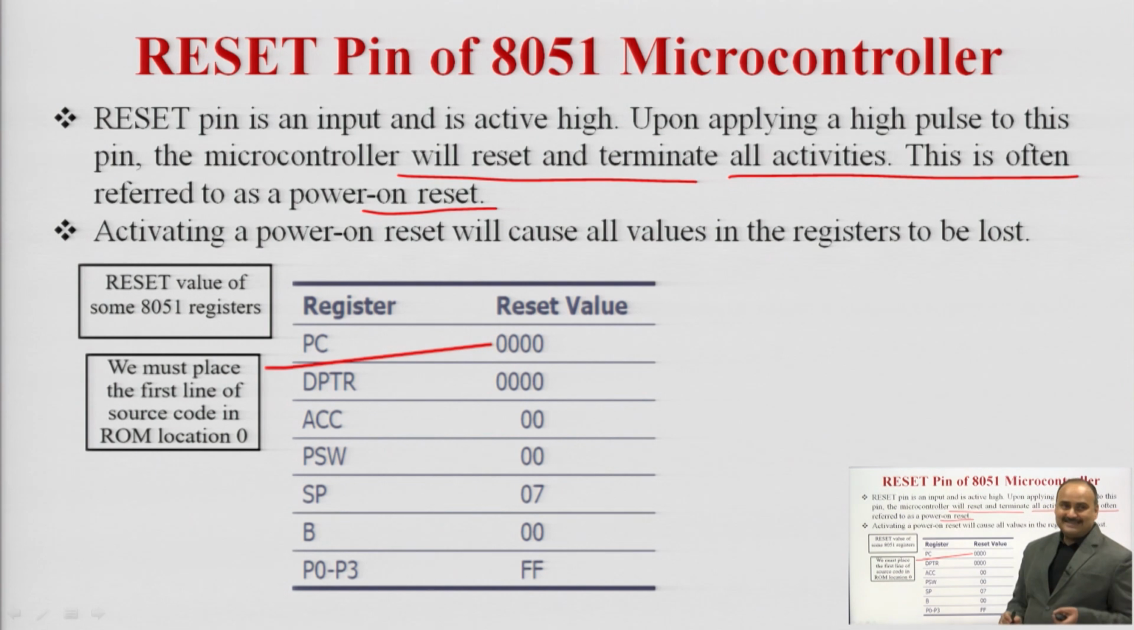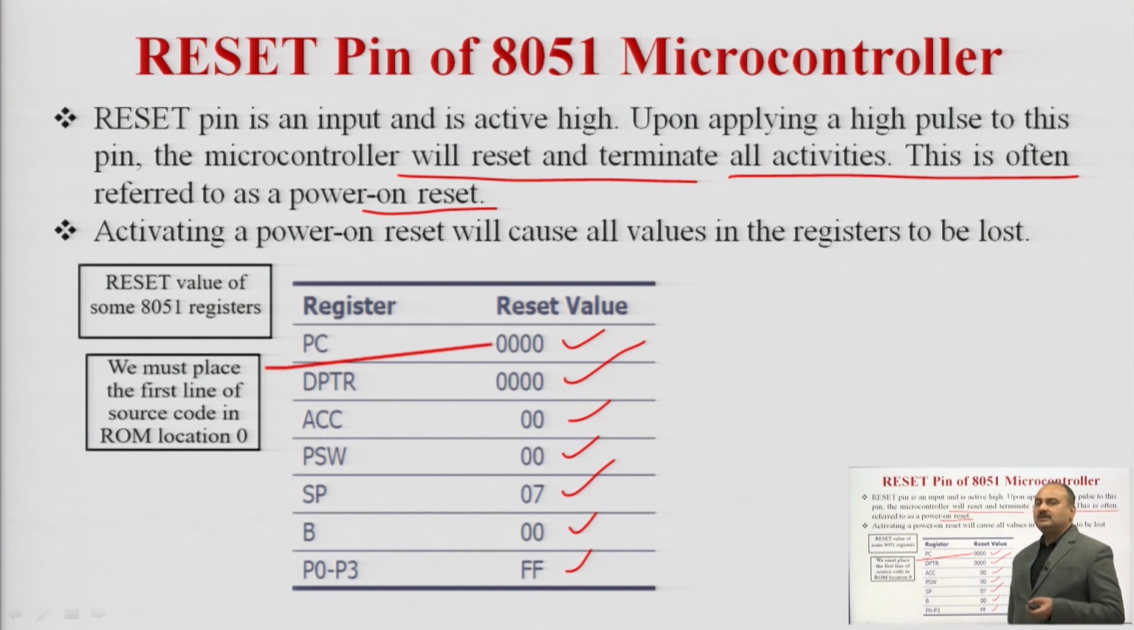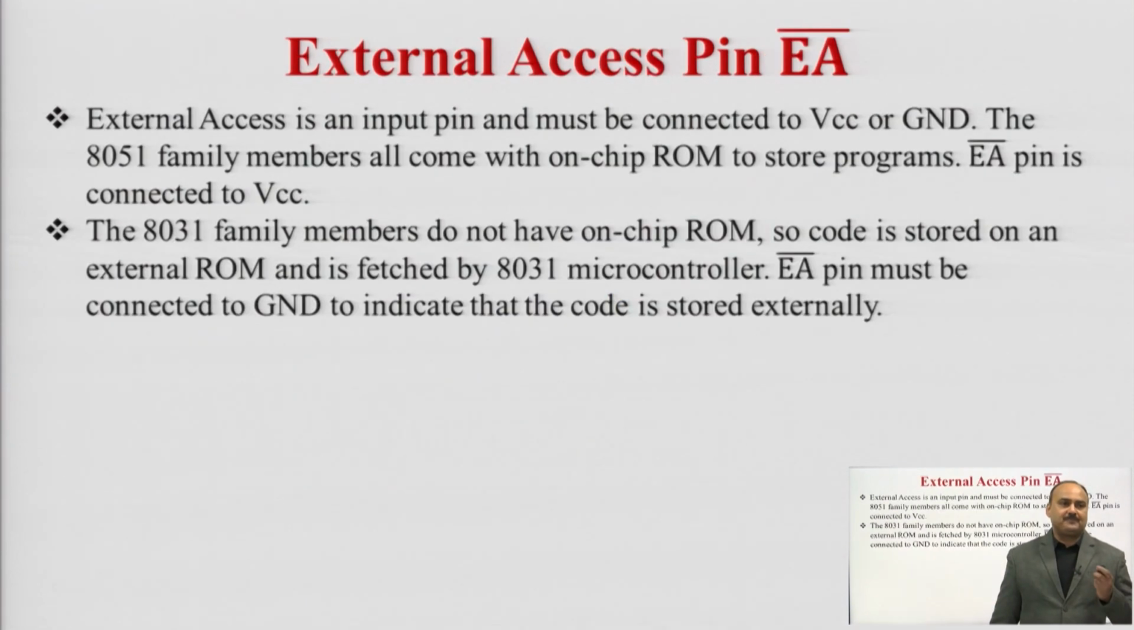When we reset the microcontroller, the content of the program counter is 0000H, DPTR will have the value 0000H, accumulator register 00, program status word register is 00, stack pointer is initialized to the 07 value. It is important to note the B register will have the value 00, and ports P0 to P3 all become input ports, because FF is there, which means they are configured as input ports.